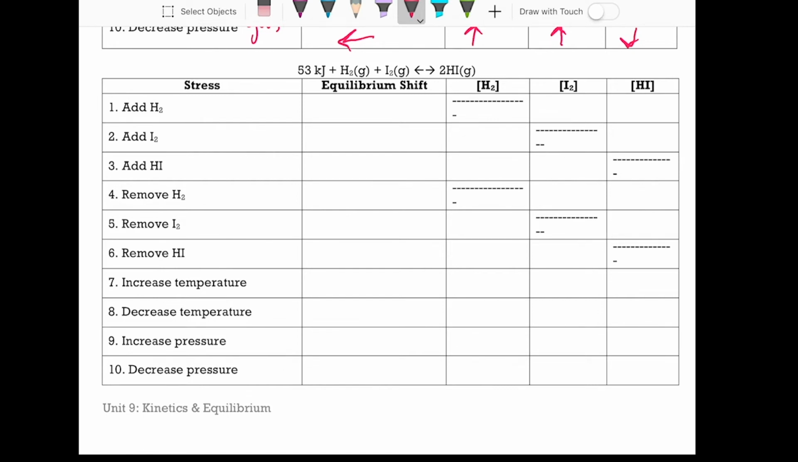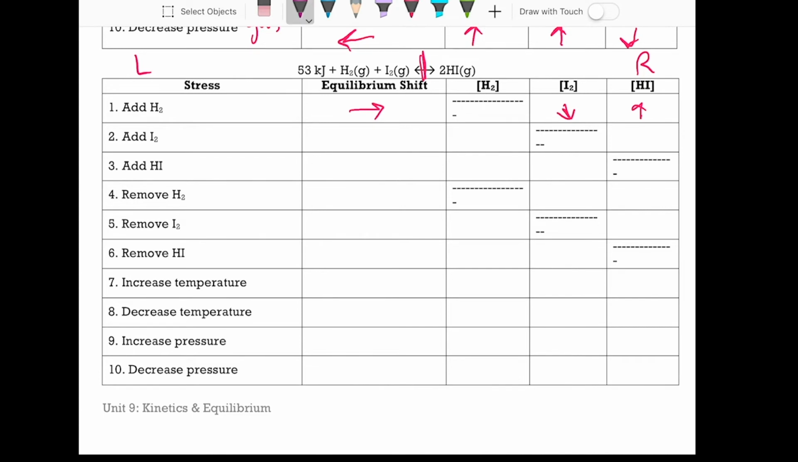Looking at this one, again, this is our left side, this is our right side. If you're adding H2, that means the left side is stronger and you're shifting towards the right. If you're shifting towards the right, that means the forward reaction is being favored. So I2 is being used up and your HI is being made.